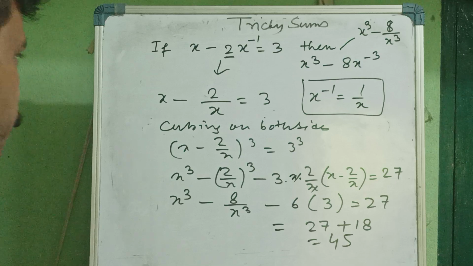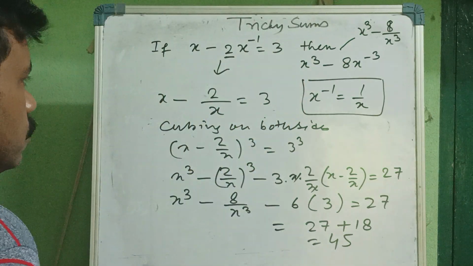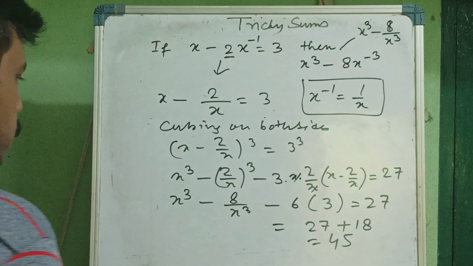It's clear. If such sums come in examinations, you can easily solve by cubing on both sides.